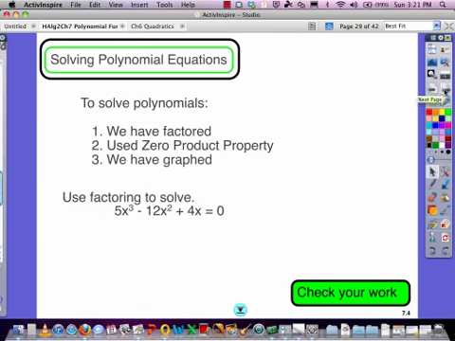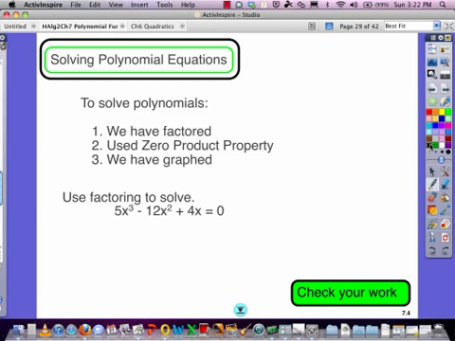To solve polynomials, we have previously factored them, used the zero product property after we factored, and we have also graphed, to be able to see them using our chart table to help us find the zeros. So in this example it says use factoring to solve. Now keep in mind you have your whole list of factoring options and they are all possibilities.